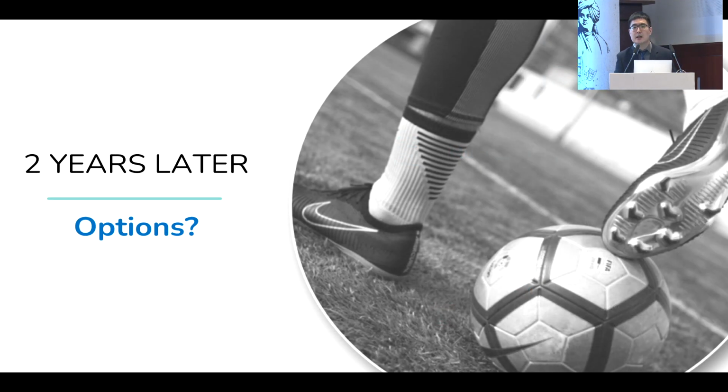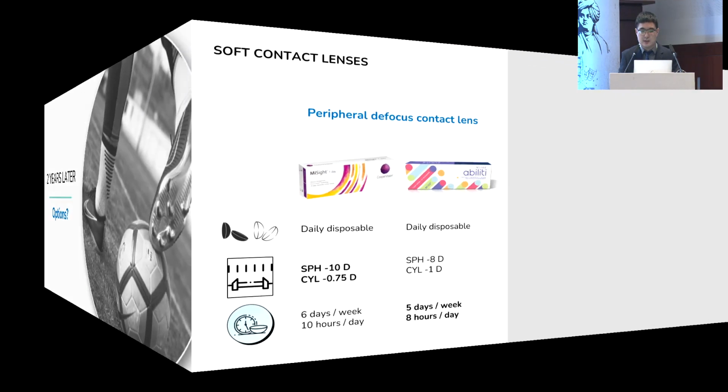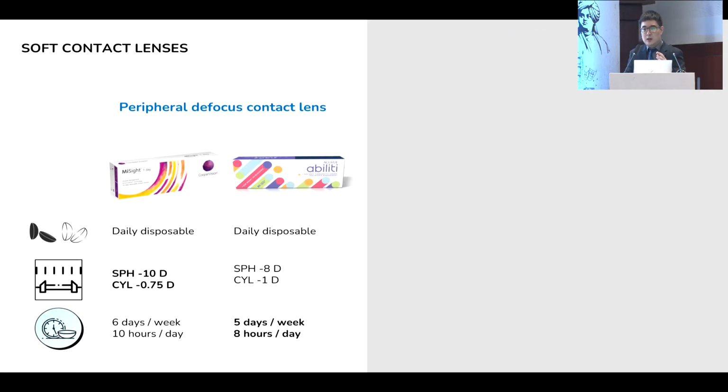And so back to our case, now that the child is growing up, 2 years later and keen to participate in active sports, things like soccer, what are the options that are available? As we know, with contact sports, sometimes they might want something that is a bit safer, that might not crack under trauma. So the options are contact lenses.